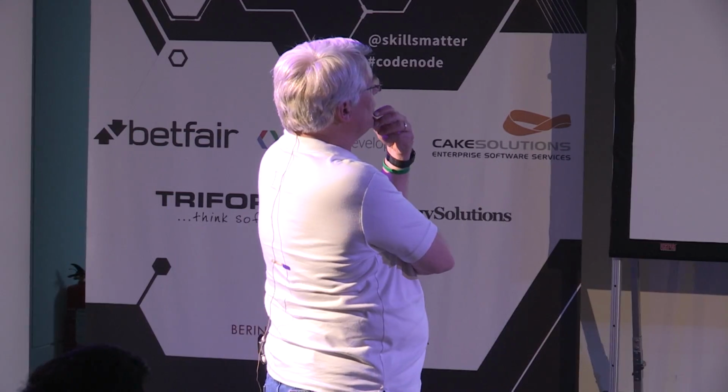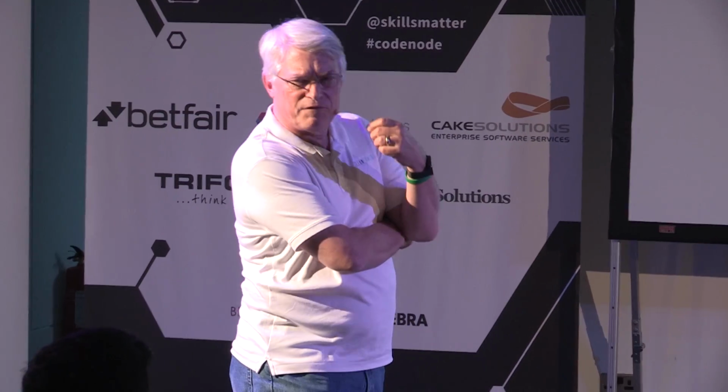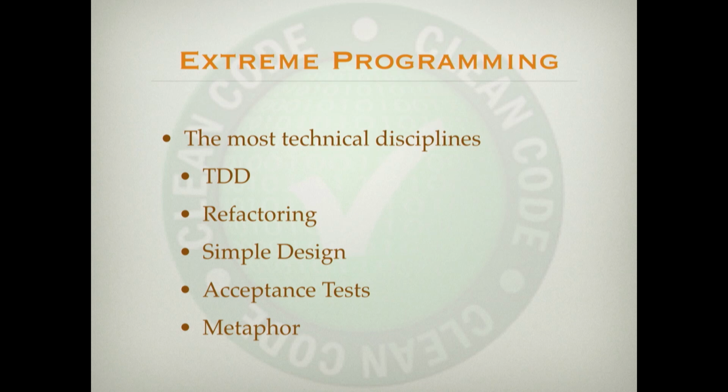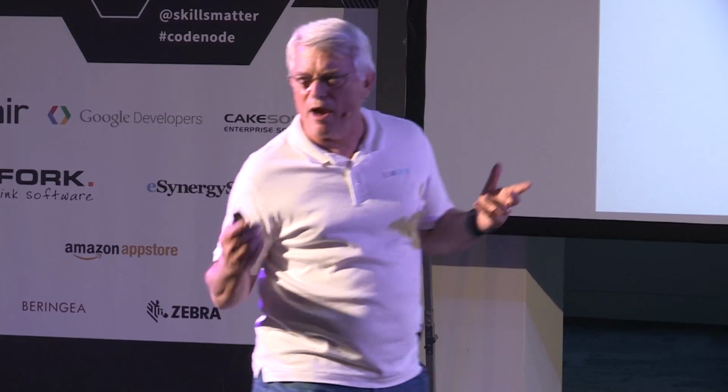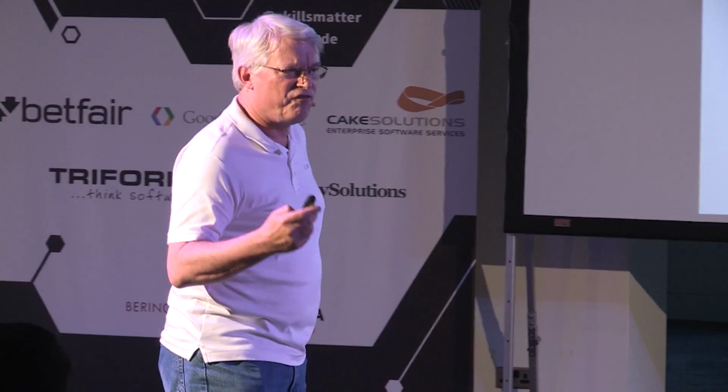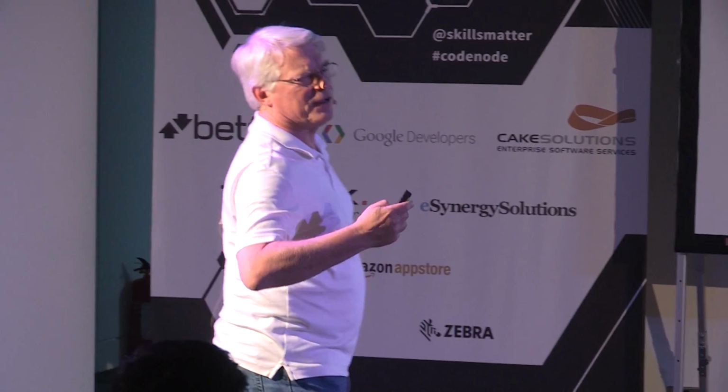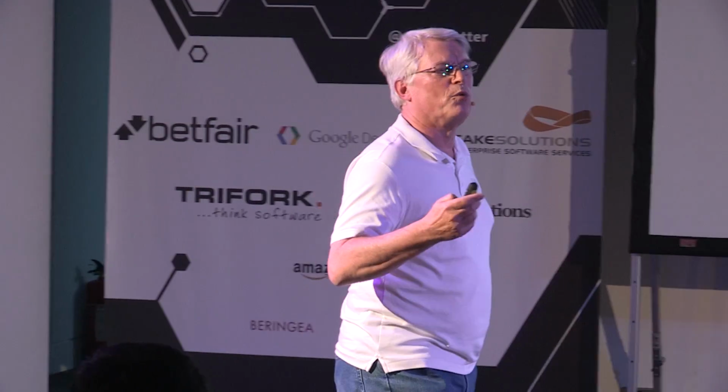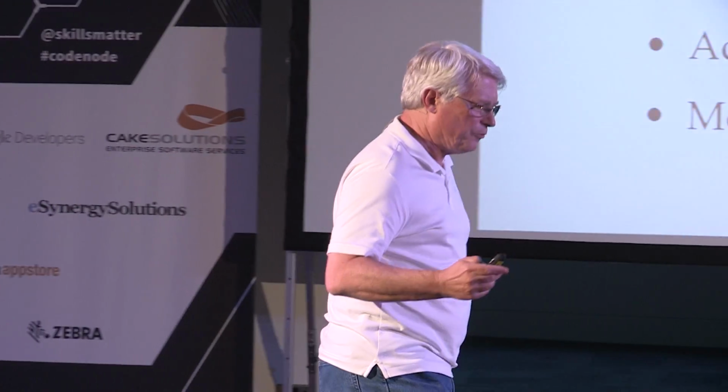Extreme programming was the most disciplined of the Agile processes. It included things like test-driven development and refactoring and simple design and acceptance tests and metaphor. Again, disciplines, promises that you would make to follow. Ethical statements, statements of morality. I will write tests.